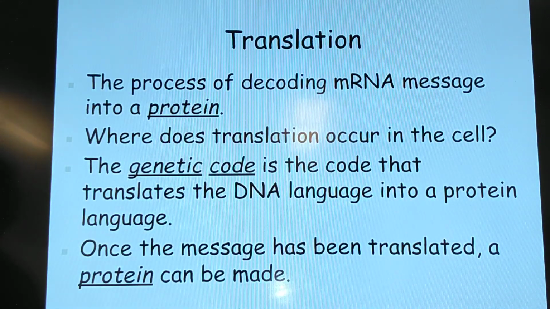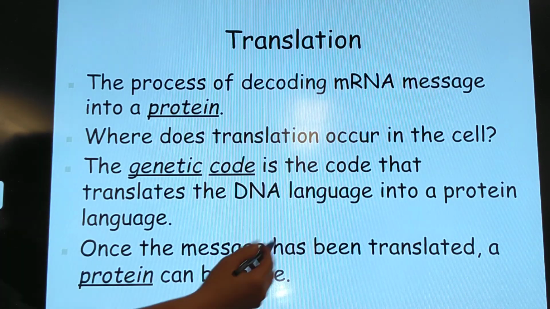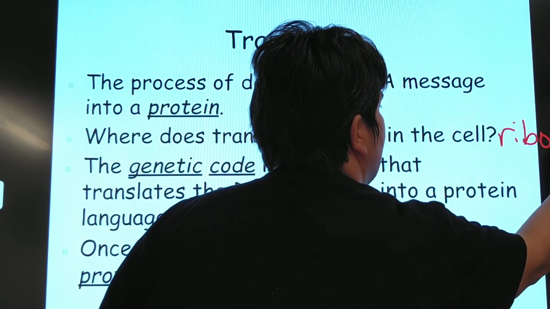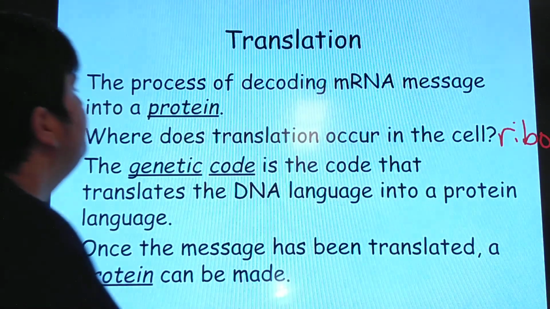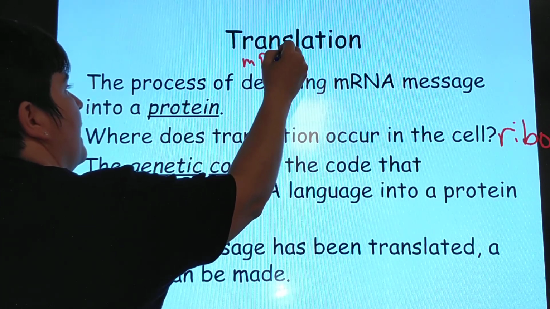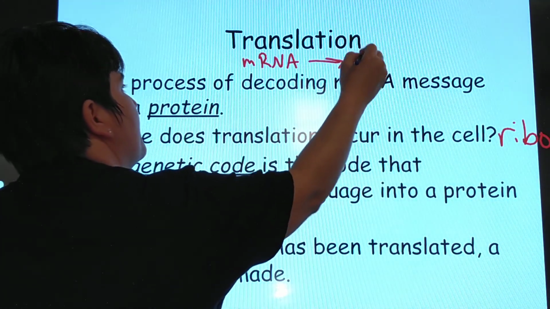And this process is called translation. The process of decoding an mRNA message into a protein. So mRNA to protein. Translation translates mRNA to a protein. So if it's translating an mRNA into a protein, where in the cell is it happening? If I say protein, you say ribosome. It's going to happen in the ribosome because that's where proteins are made. Translation: mRNA translated into a protein.